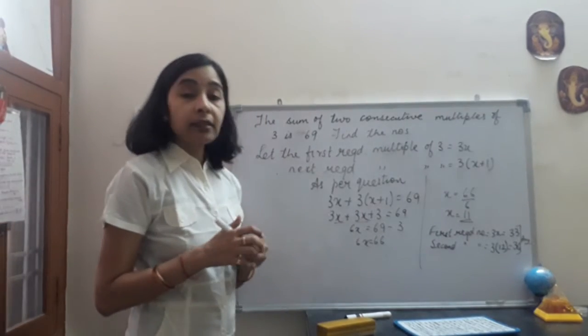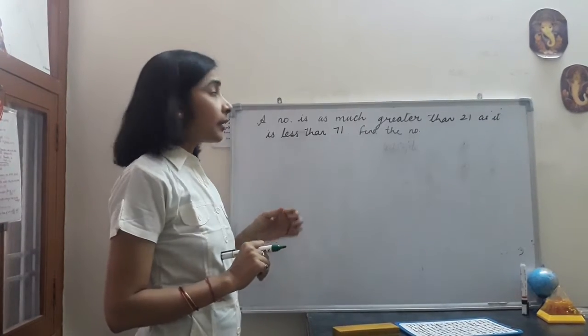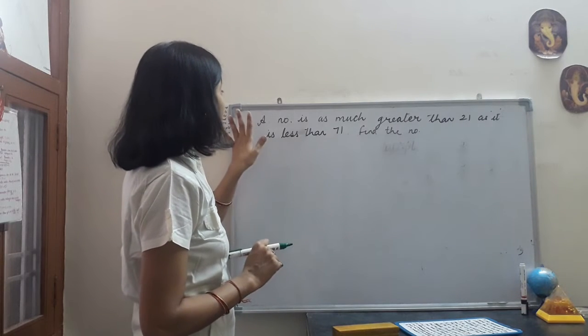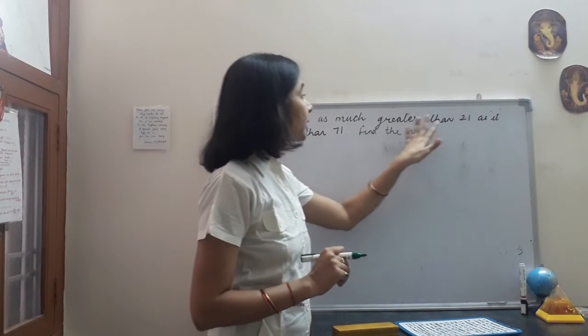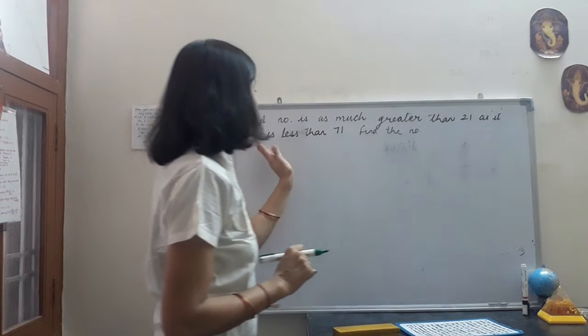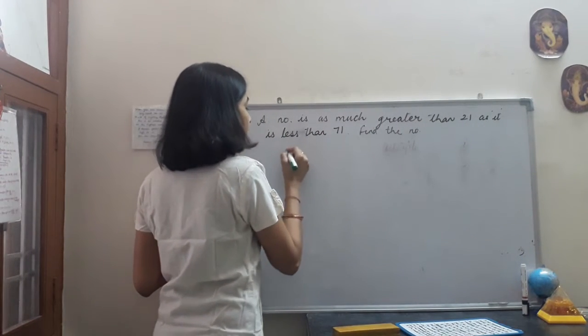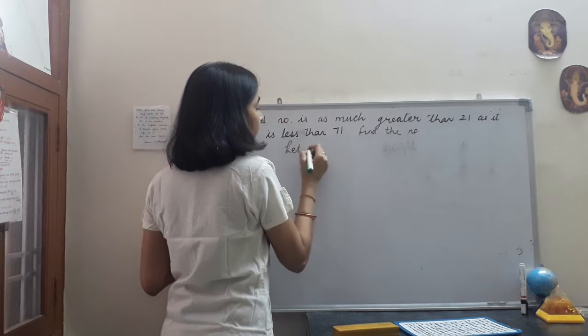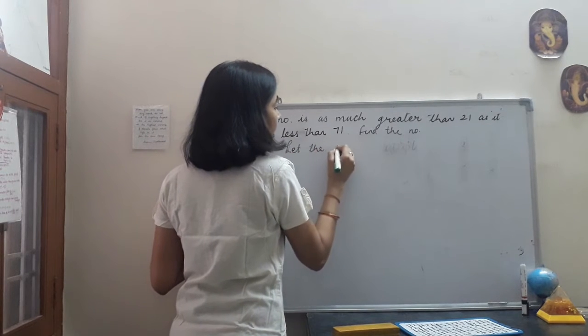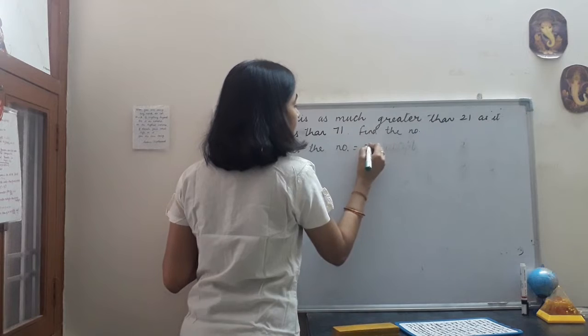Okay, now let's see the next question. A number is as much greater than 21 as it is less than 71. Okay, first thing, let the number be equal to x.